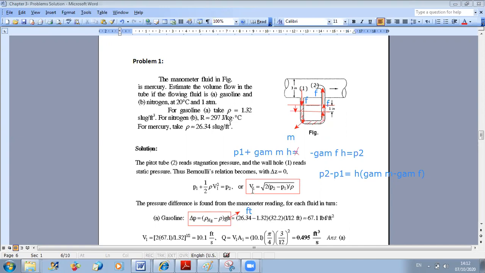Now they want you to calculate the volume flow rate, Q. And you know that Q is equal to V times A. So knowing V, you should multiply by the cross-sectional area. Here, the cross-sectional area is the area of a circle of diameter 3, so it's pi d square over 4. When you multiply the velocity by pi d square over 4, and of course d is in feet, you get Q in feet cube per second.